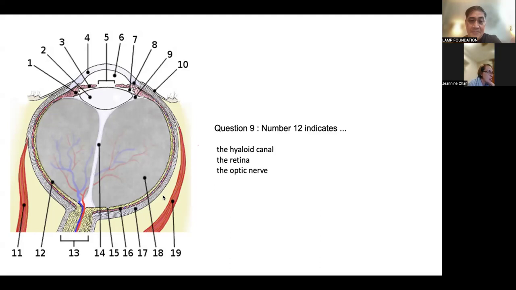Hyaloid canal? No, it doesn't look like a canal. Oh, sorry. Number 13 is the optic nerve, and number 12 is the retina. There are actually three layers of the eye: the sclera, the choroid, and the retina. In the retina is the fovea centralis. Yes, 14 is the hyaloid canal, Doc.